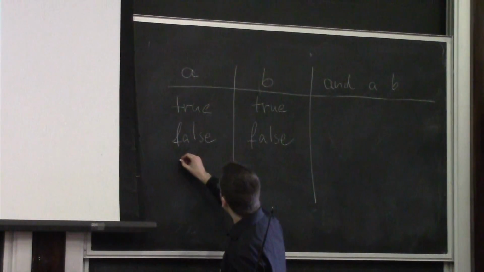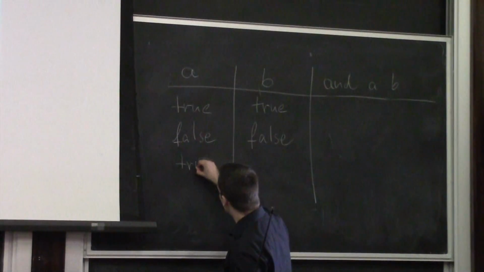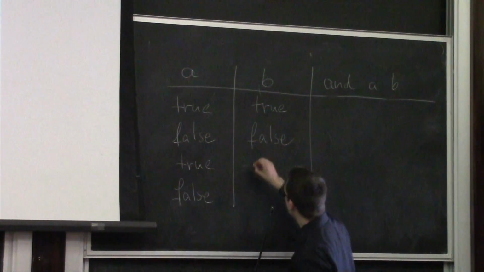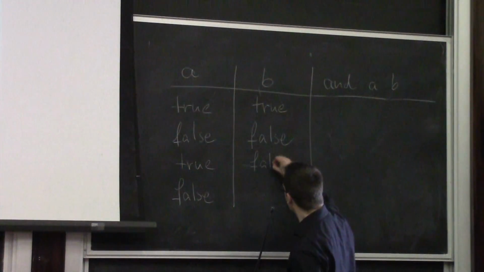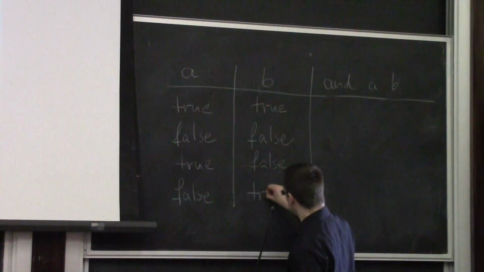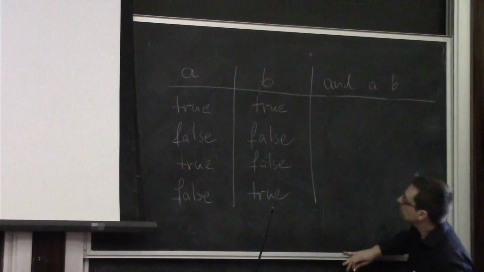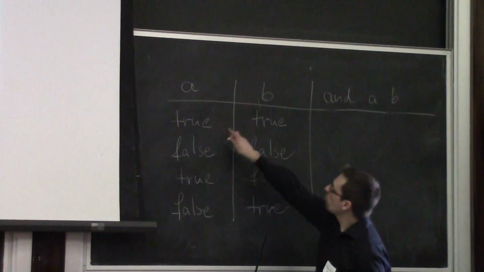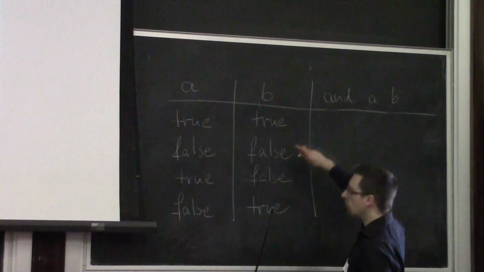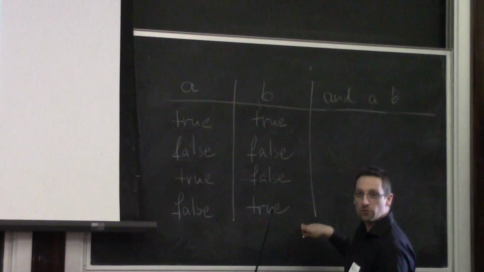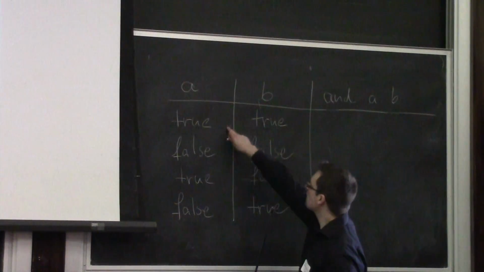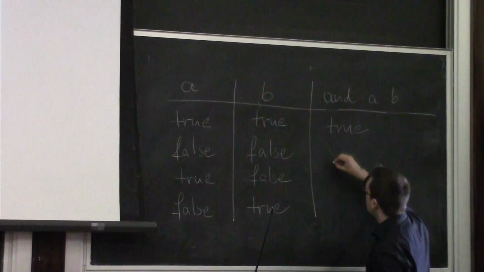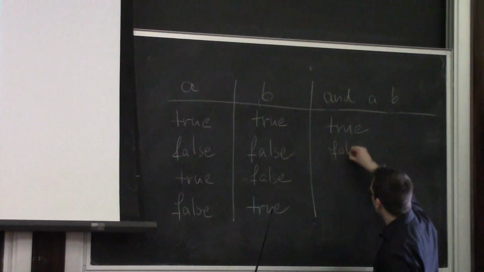So let's see, we have true, false, and false, true. Alright, so what this AND computes is essentially checks whether both of them are true, and then it returns true, and in all other cases it's going to return false. So I'm checking whether both cases are true. So here I get true, and in all other cases I get false.